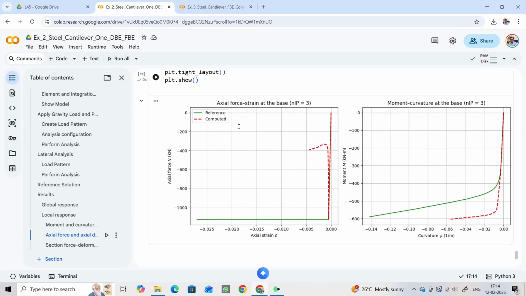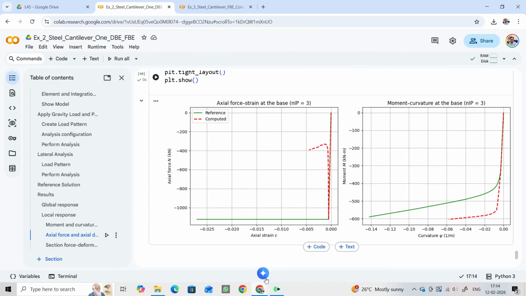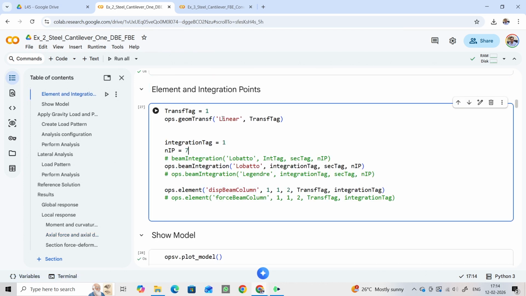Now, you can also look at the moment curvature response and axial force versus axial strain response at the base of the cantilever. So, I have this cantilever. Okay. So, I am looking at the axial force, axial strain here and moment versus curvature at that location. Okay. Again, you can see that it is far from the exact solution. Now, let me increase the number of integration points and show it to you. So, instead of 3, let me go directly to 7 integration points and run the analysis.